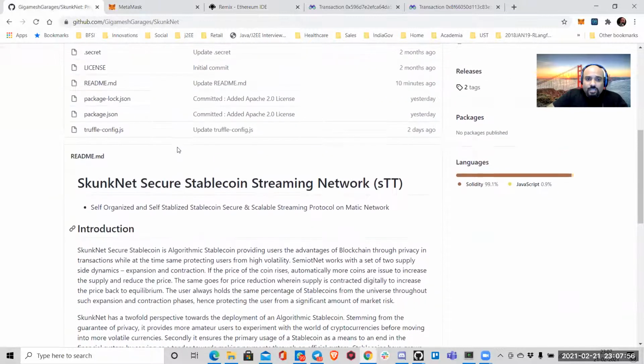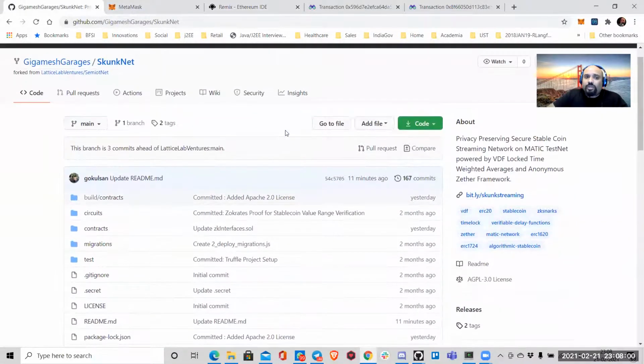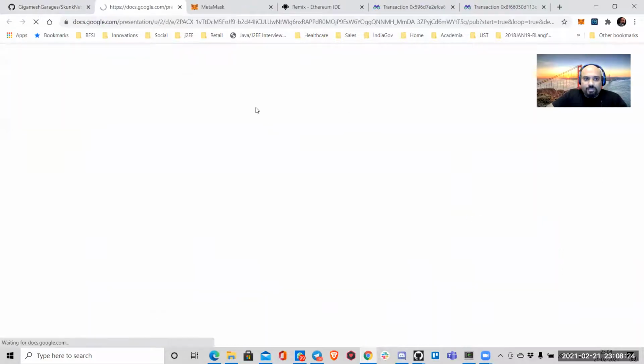As you can see here, we're coming up with an approach for algorithmic stablecoin that leverages time locks for making sure that the time weighted averages are cryptographically controlled, and also it uses security through privacy proofs and Sether framework. Let me take you to the presentation briefly.